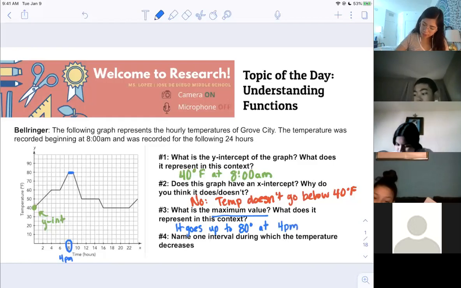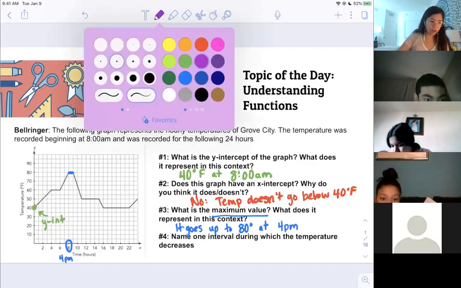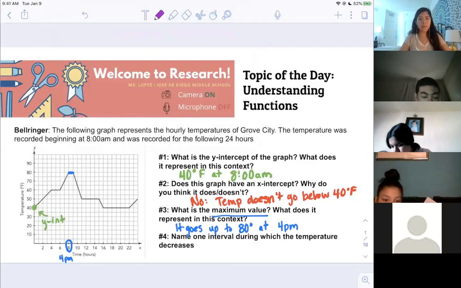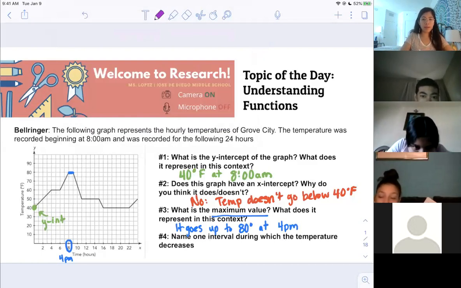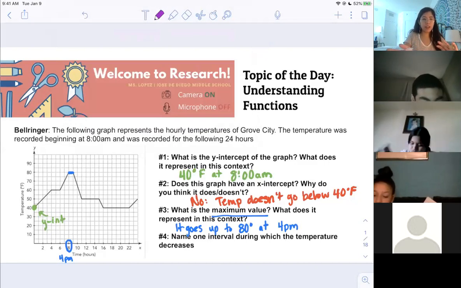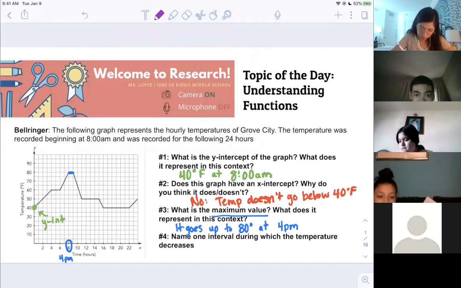All right, and then finally, name one interval during which the temperature decreases. So can anybody name one interval where it's decreasing? What's an interval? Okay, so let me answer that question first. An interval is an amount of time. So from when to when is it decreasing? 5 p.m. to 10 p.m.